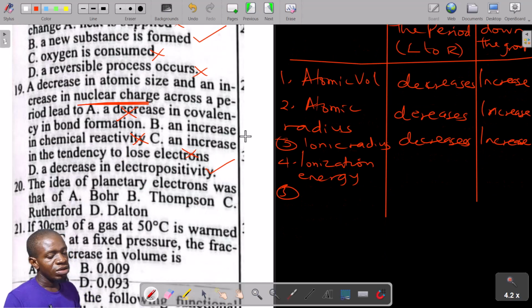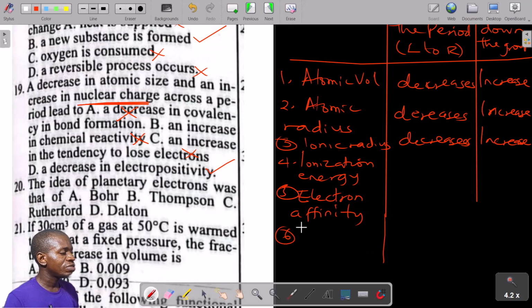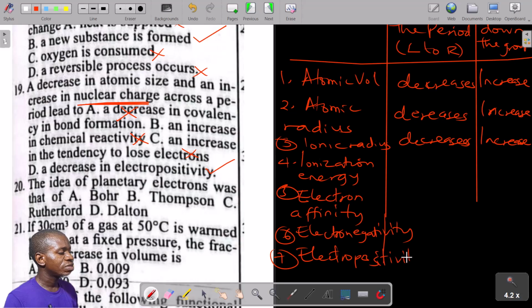Okay, my next E is going to be what? Electron affinity. The first E I'm going to have is electron affinity. Anything that belongs to E, just remember this: electron affinity. Then number 6 is electronegativity. Then the last one is electropositivity.